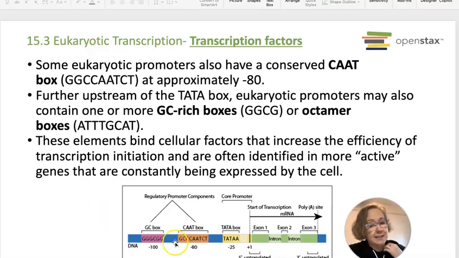And you're just going to see these things. I'm not going to ask you to find them unless they're already there. The GC box, the CAT box, the TATA box. Okay, you can see that they're there. And these are regulatory promoters, because we, as eukaryotes, don't want things transcribing willy-nilly. We want this tightly regulated. So we have all of these promoter components before we even start transcription. Okay.